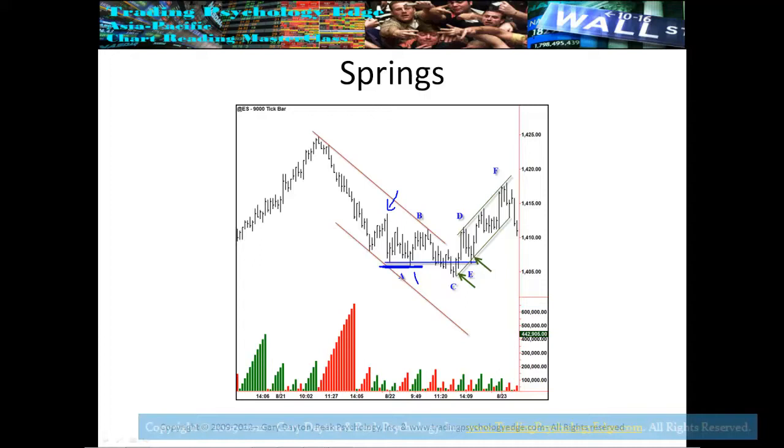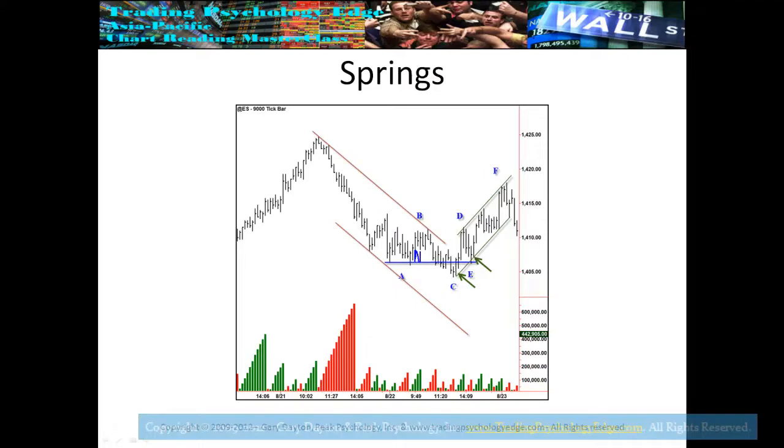When a spring fails, and I don't remember if I have an example here, I think I do on Sunday stuff, it's typically not going to spring up and then go straight down. What it'll do is go sideways, and it will do what we call hug the bottom.